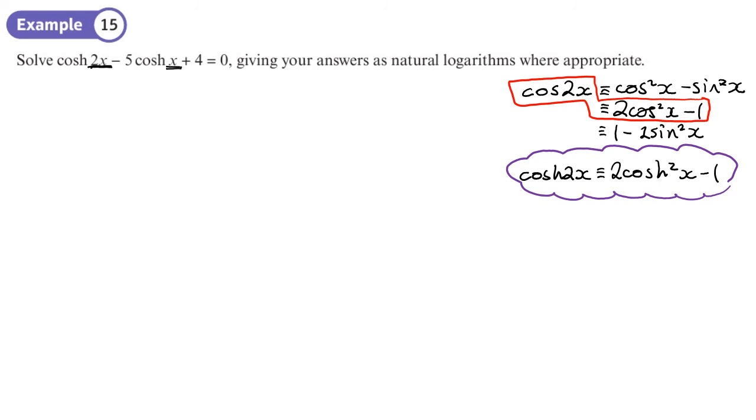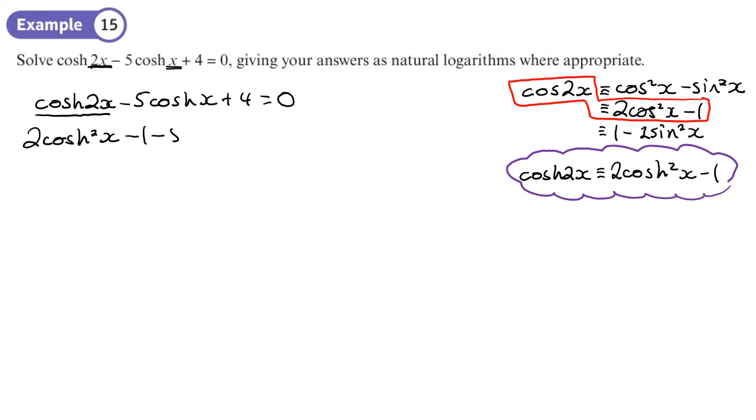Well, cosh 2x minus 5 cosh x plus 4 equals 0 will get changed to 2 cosh squared x minus 1 minus 5 cosh x plus 4 equals 0. So that's 2, let's make it look like a quadratic, 2 cosh squared x minus 5 cosh x, and then plus 4 minus 1 is plus 3 equals 0.